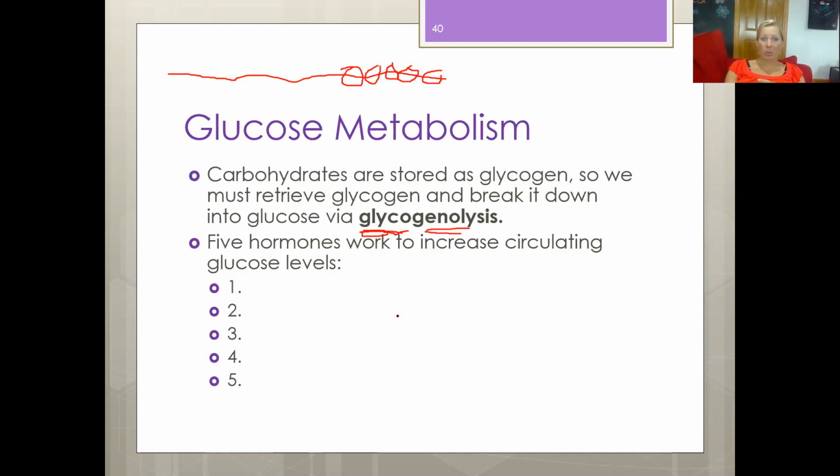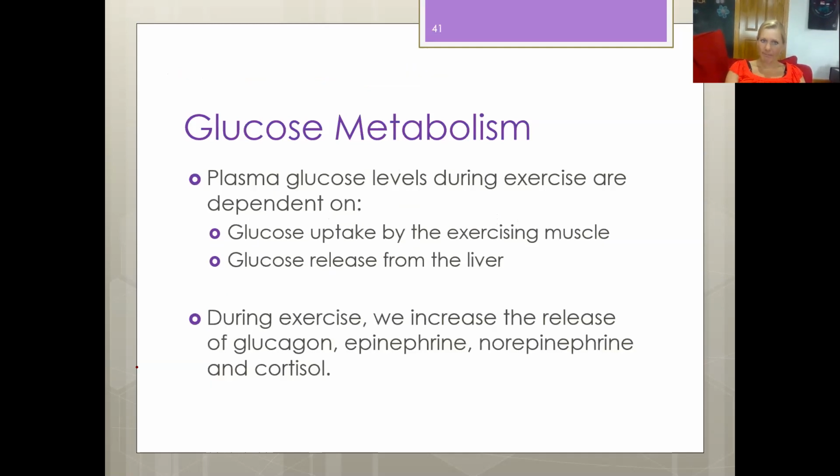Five hormones are going to be important for this process to occur: epinephrine, norepinephrine, glucagon, cortisol, and growth hormone. I think I show an image of these on the next slide. So again, those hormones were epinephrine, norepinephrine, glucagon, cortisol, and growth hormone.